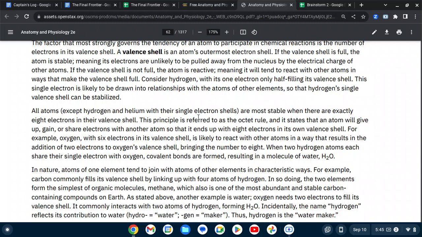When 2 hydrogen atoms each share their single electron with oxygen, the covalent bonds are formed, resulting in a molecule of water.